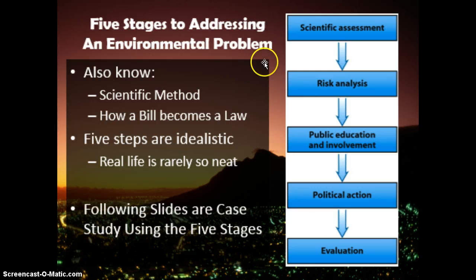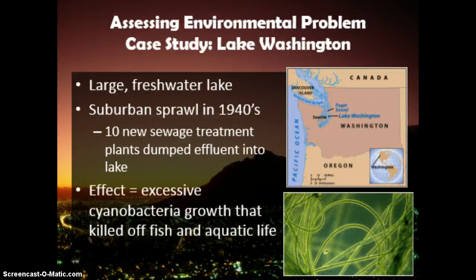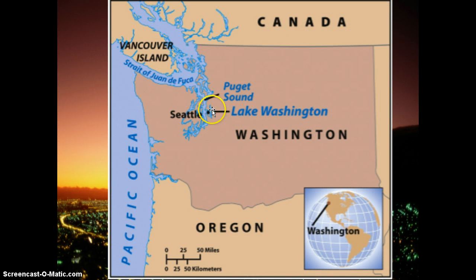So for an example of how these 5 steps could be put into place, we're going to use a case study that is also in your book if you should need to look back at it. And this is a case study of Lake Washington in the 1950s, 60s, and 70s. So Lake Washington is a large freshwater lake, and you can kind of see that it's near Seattle, and it's kind of not really quite connected to Puget Sound, but it's nearby.